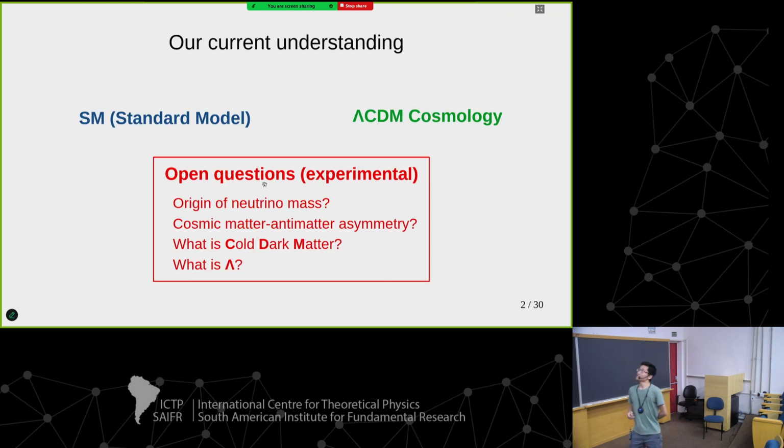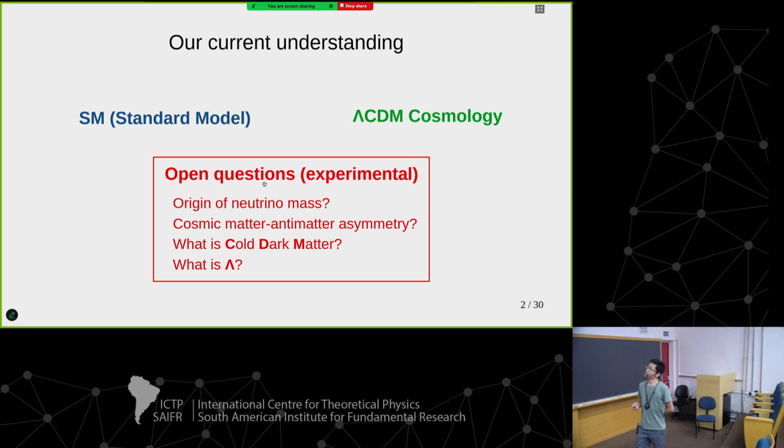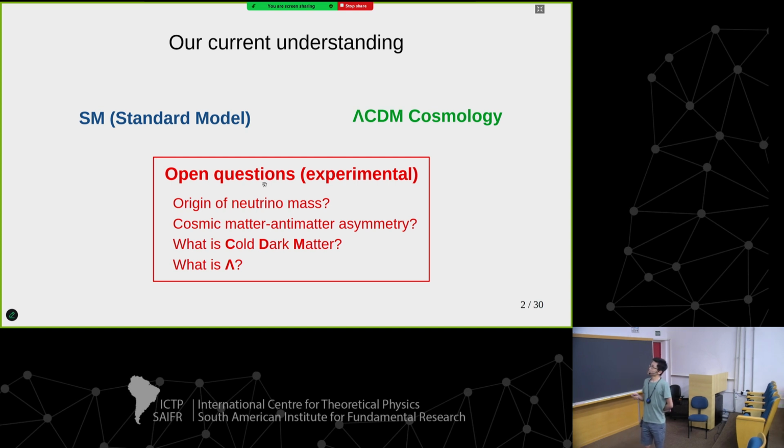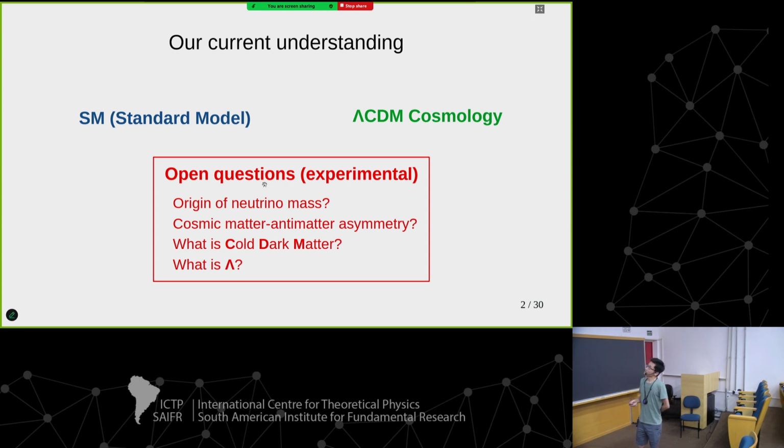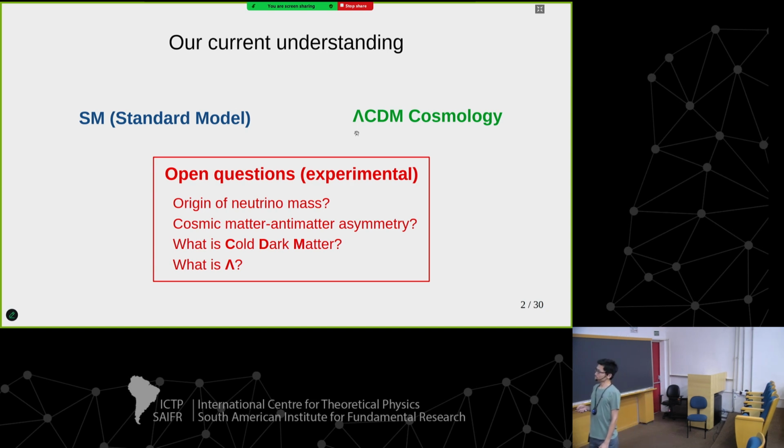So our current understanding: we know that the standard model and the lambda CDM cosmology work very well. But then there are a few open questions, which are experimental, because from observations we know that neutrino has non-zero mass, while the standard model predicts it to be exactly 0. And then we have the matter-antimatter asymmetry. So we will review that the standard model and the cosmology cannot explain what we observe. And then we have the cold dark matter in the CDM. So we have one of the components, we have no idea what it is. And then, of course, the lambda, the dark energy. So these are the main open questions from the experimental point of view, right?